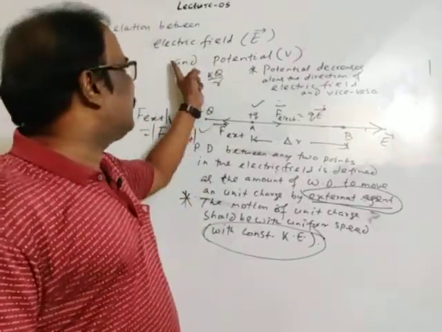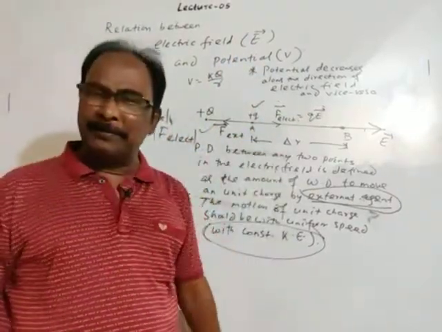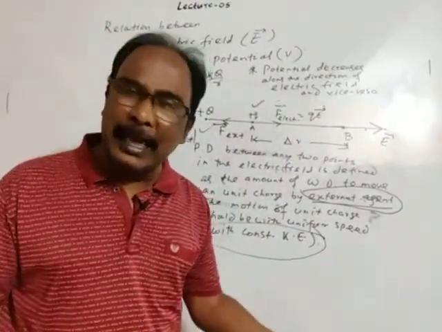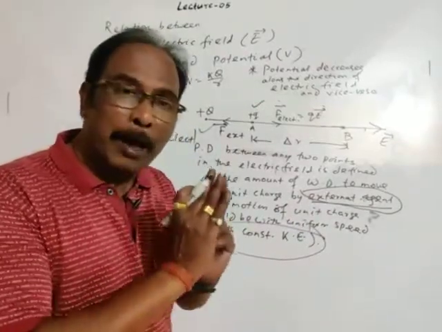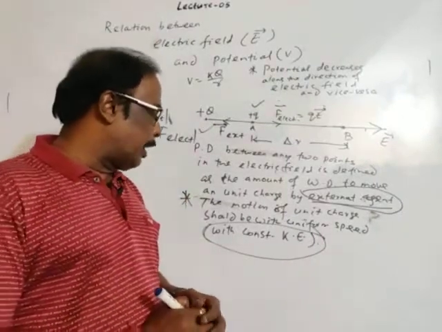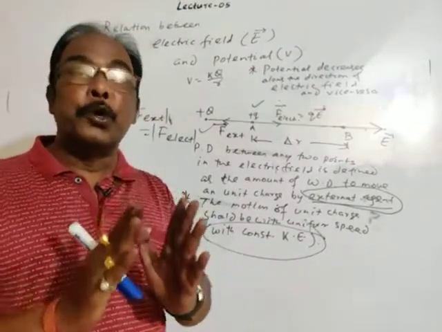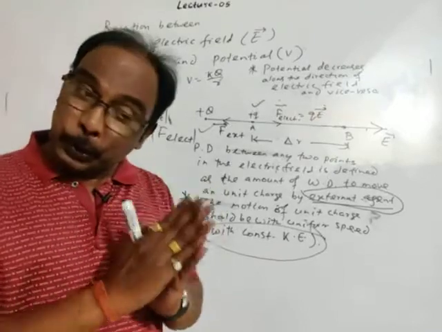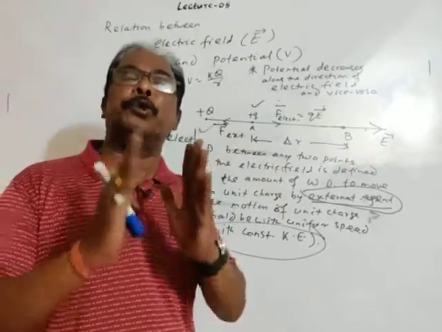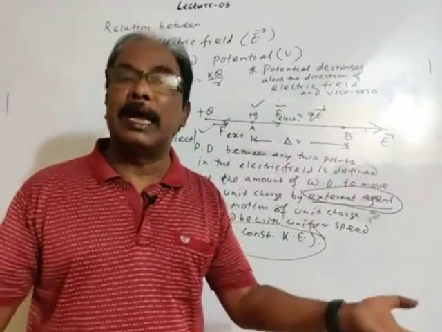Here our concept is we have to find the relation between electric field and potential. Potential is due to potential energy. Okay, it means the whole amount of work. This is the question: if someone asks why the charge should move with constant kinetic energy, it is to find potential difference, because the whole amount of work should be in the form of potential energy, so that we can calculate potential difference.